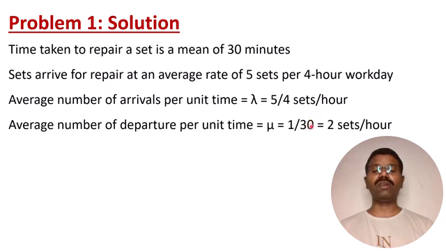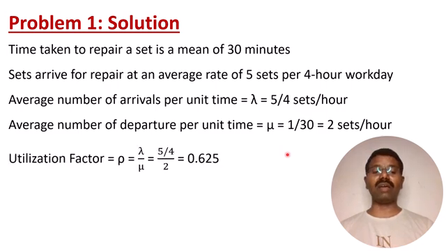If you want to convert it, you should multiply with 60, then he is able to repair 2 sets per hour. So one set he will take only 30 minutes, so in 1 hour he can repair 2 sets. So now you got lambda and mu. Then he is asking about the idle time.